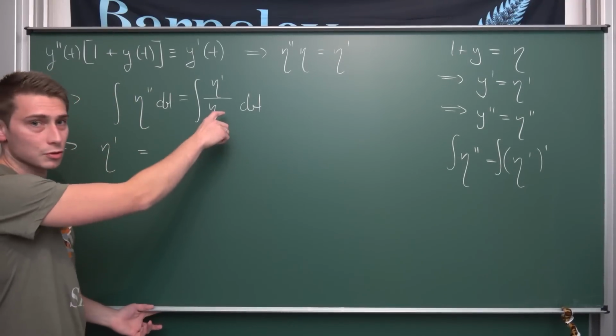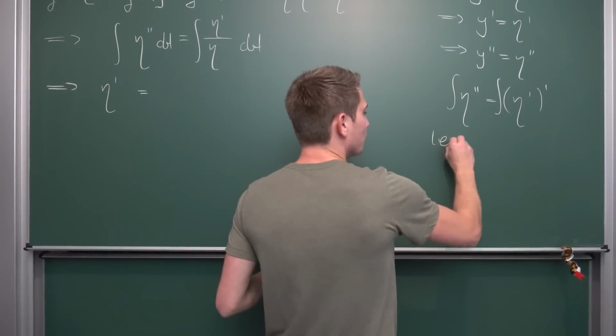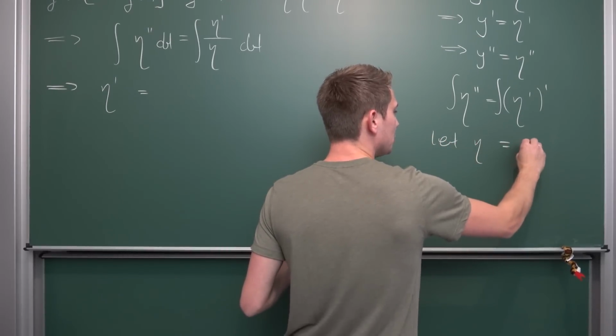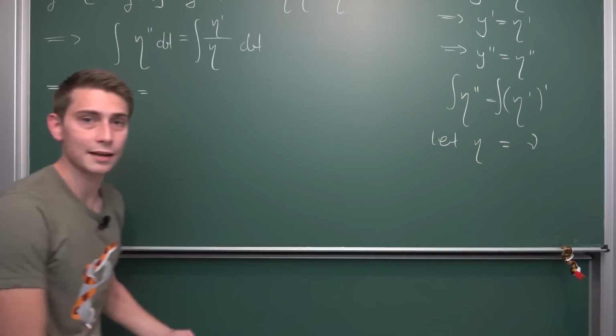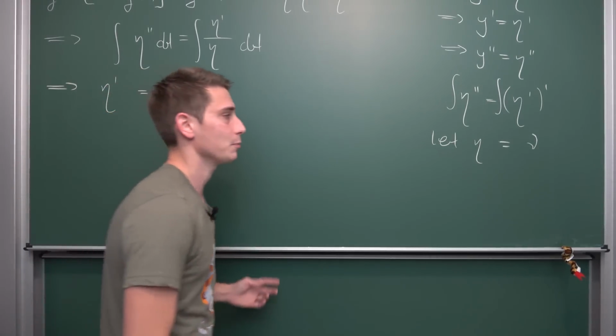So now we are going to introduce substitution. Let eta be equal to some new variable. Okay, so let eta be equal to, I don't know, mu, for example. Okay, let's use some Greek letters today. And now we are going to implicitly differentiate both sides.